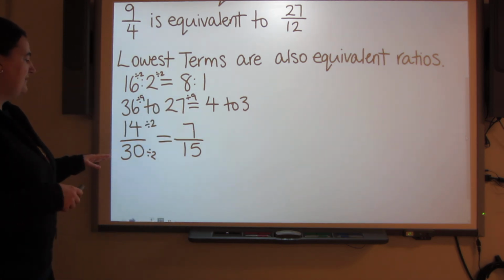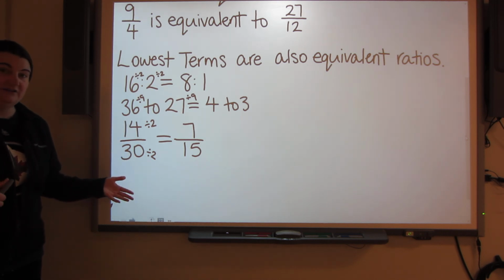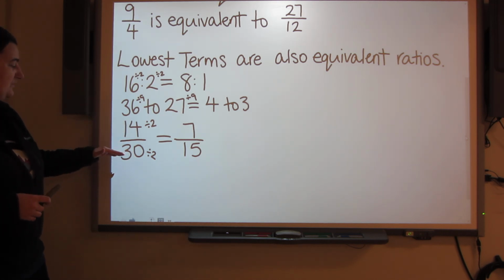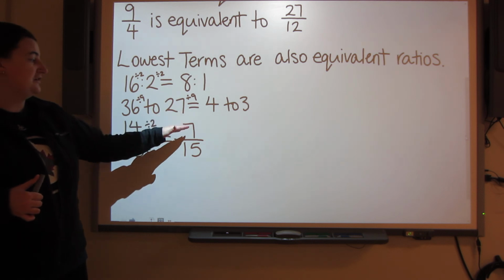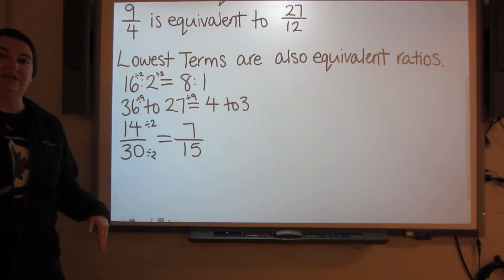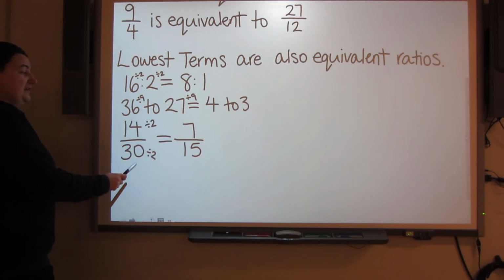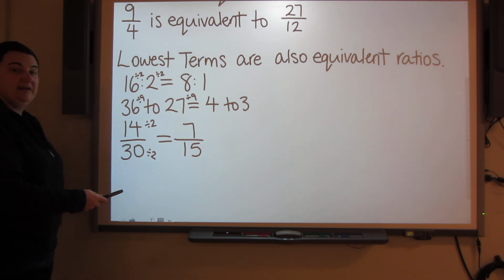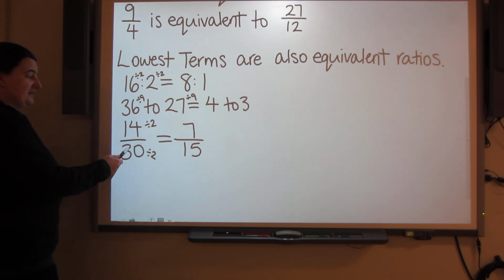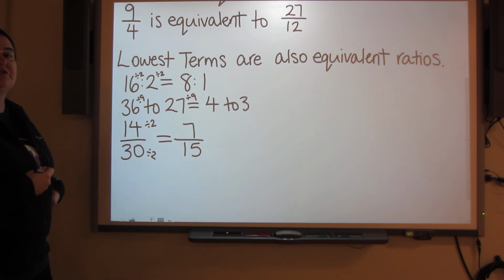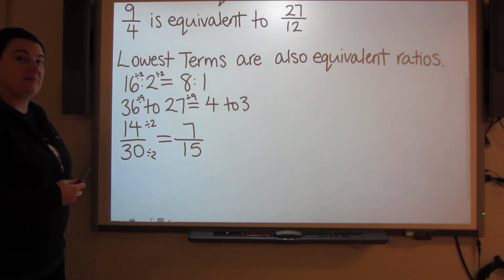And here we go on the last one. It's written as a fraction. So I've got 14 to 30, and I've turned it into 7 to 15, because the only number that I can divide both of these by is 2. They're both even numbers. There's no larger number to make it any smaller.